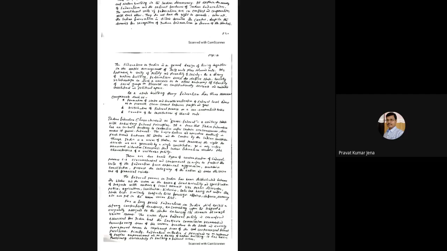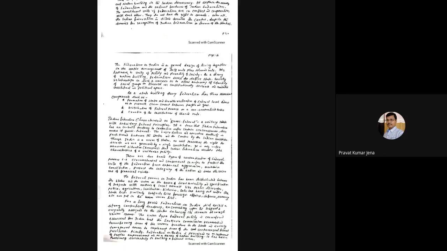So far as Article 1 is concerned, India, that is Bharat, shall be a union of states. Though Indian federalism fulfills all the qualities of federalism, like a written constitution, dual polity, distribution of power constitutionally, an independent impartial judiciary, everything. So we have made our state federal in form, but unitary in spirit.